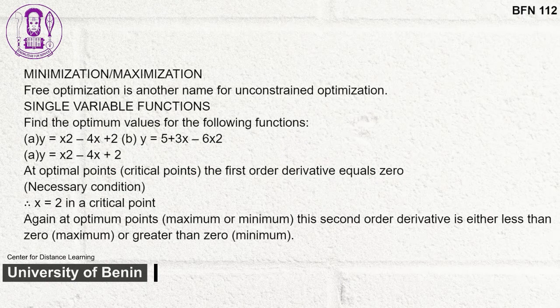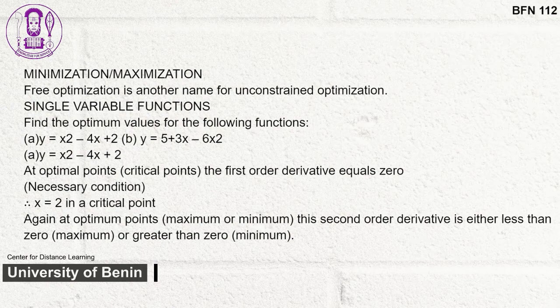Minimization/maximization. Free optimization is another name for unconstrained optimization. Single variable functions. Find the optimum values for the following functions. A. y equals x^2 - 4x + 2. B. y equals 5 + 3x - 6x^2. At optimal points, critical points, the first order derivative equals 0. Necessary condition: x equals 2 is a critical point.